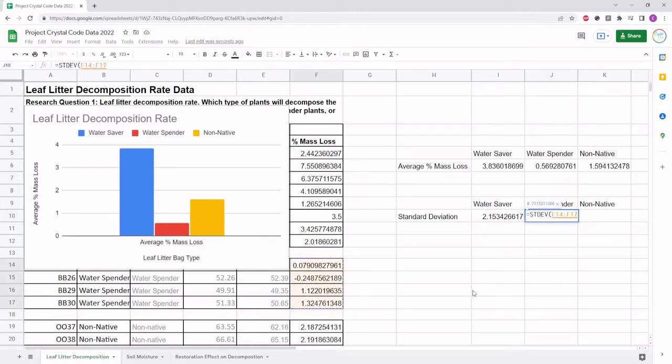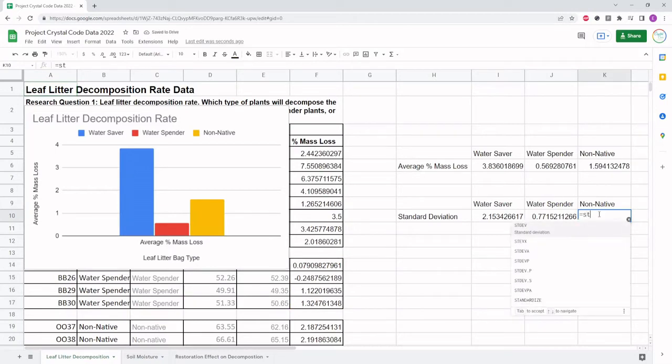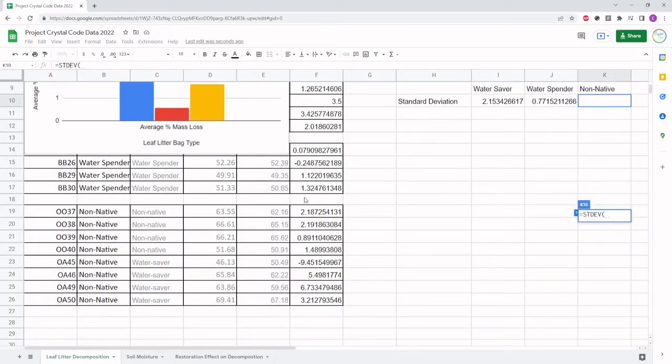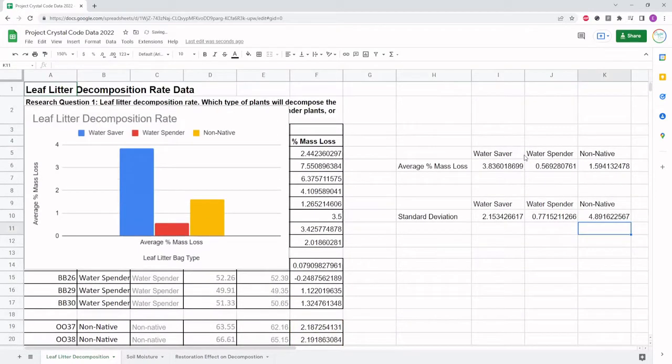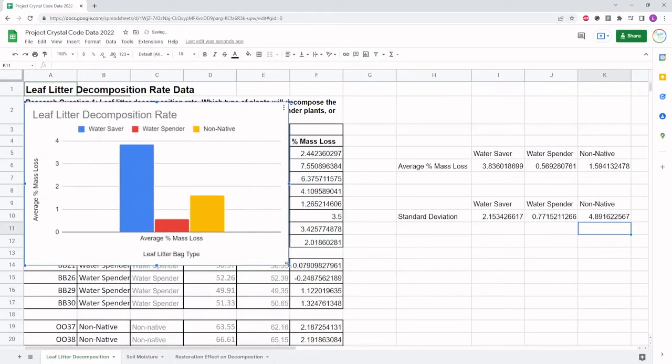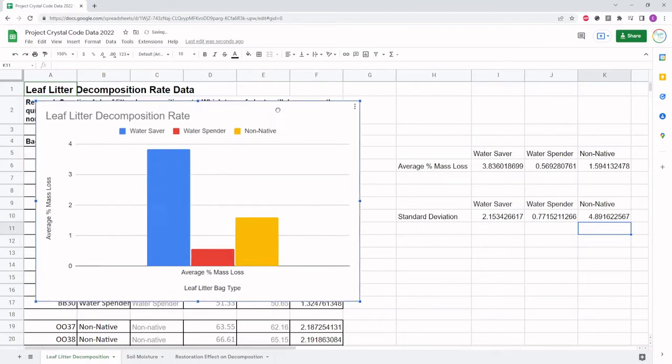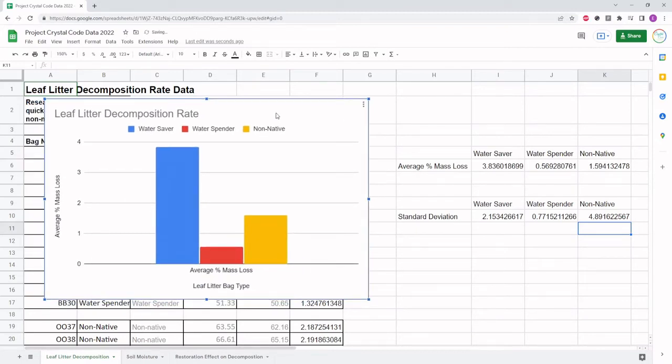So then the water spenders, and then again the non-native plants, and highlight all of those points as well. And now we have a standard deviation for each one of those leaf litter bag types. I'm going to go ahead and make my graph a little bit bigger again. Next, we're going to want to add these standard deviations onto our graph so we can see what they look like. Because each one of these leaf litter bag types has a different standard deviation, we're going to have to add them manually to each one.